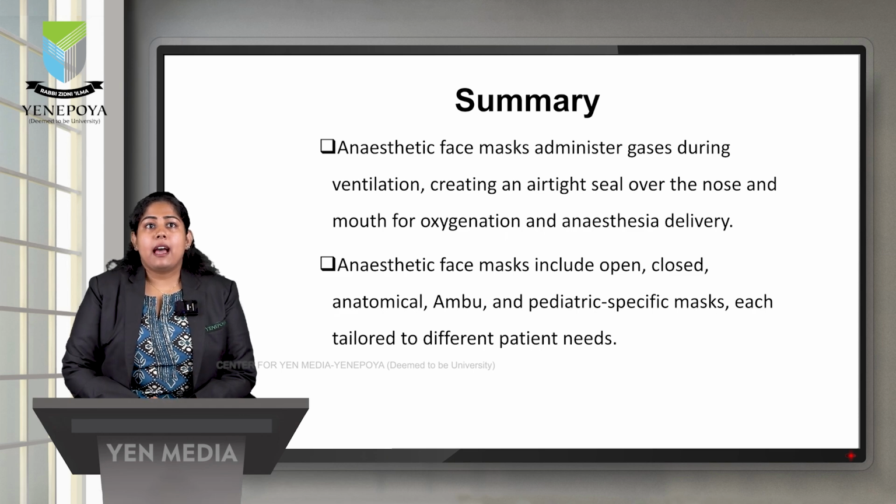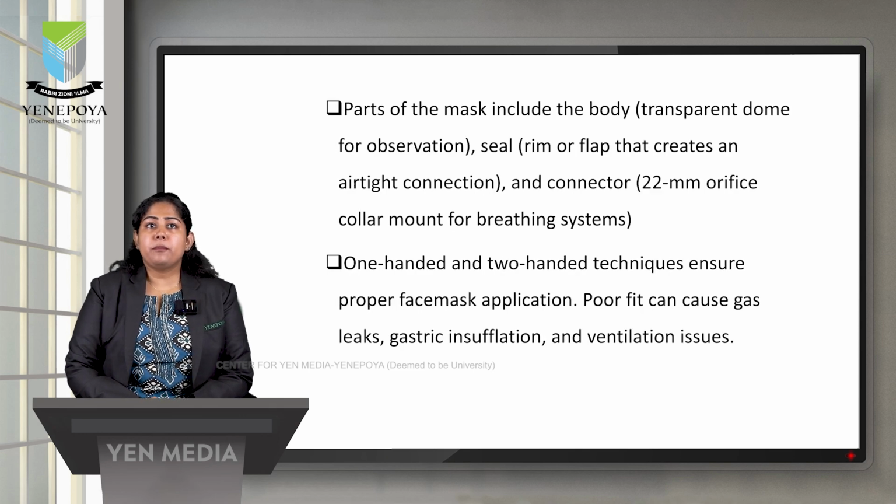So, to summarize, anesthetic face mask can administer gases during ventilation, creating an airtight seal over the nose and mouth for oxygenation and for anesthesia delivery. Anesthetic face masks include open, closed, anatomical, ambu and pediatric specific masks, each tailored to different patient needs. Parts of the mask include the body, which is a transparent dome for observation, a seal, a rim or flap that creates an airtight connection, and a connector, a 22 mm orifice collar mount for breathing systems.